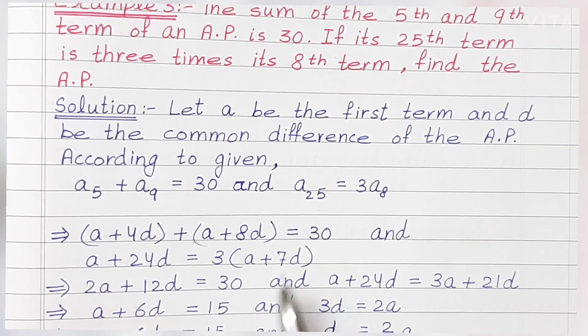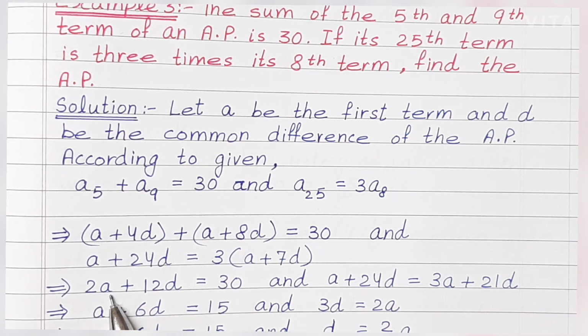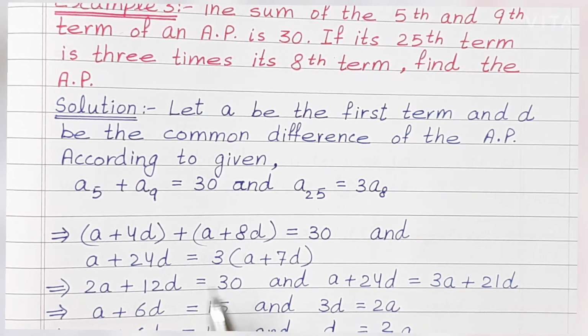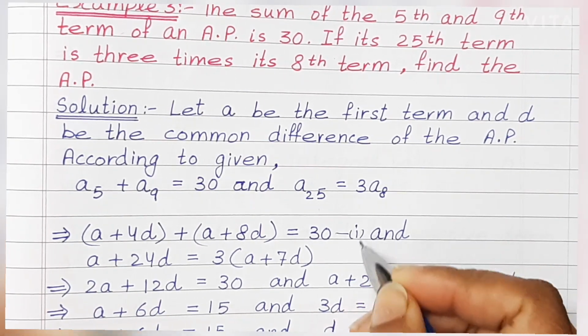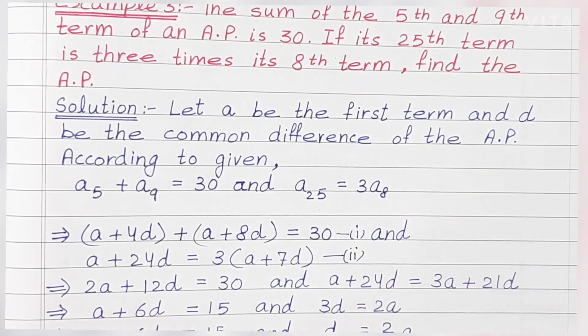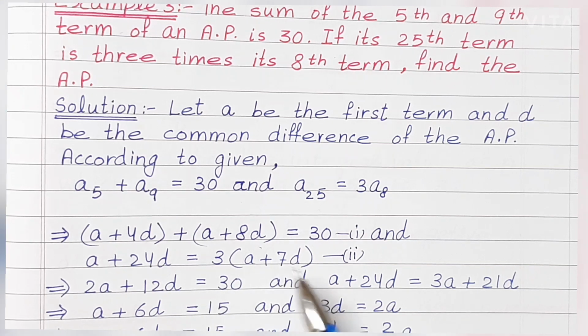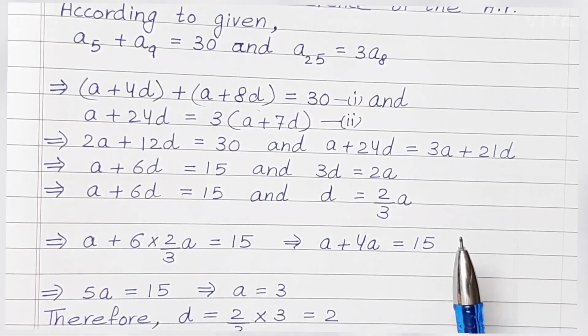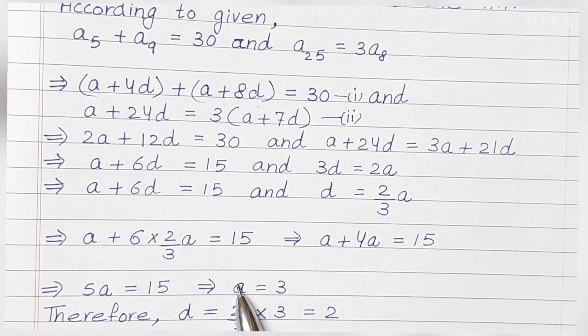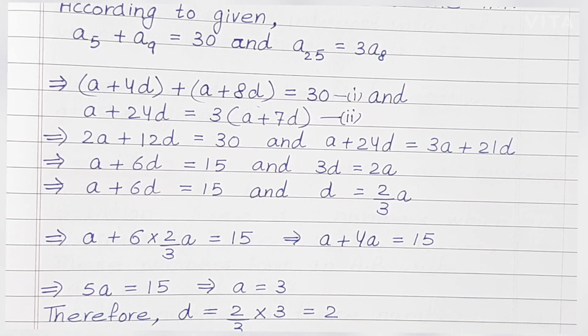How to solve? See, 2A plus 12D is equal to 30. Now from the first equation we have got this. You can write this as first and this as second. Clear? So here, now from the second equation, what we have here, A plus 24D is equal to 3A plus 21D. So after solving these two equations, we will get our answer as A is 3 and D is 2.